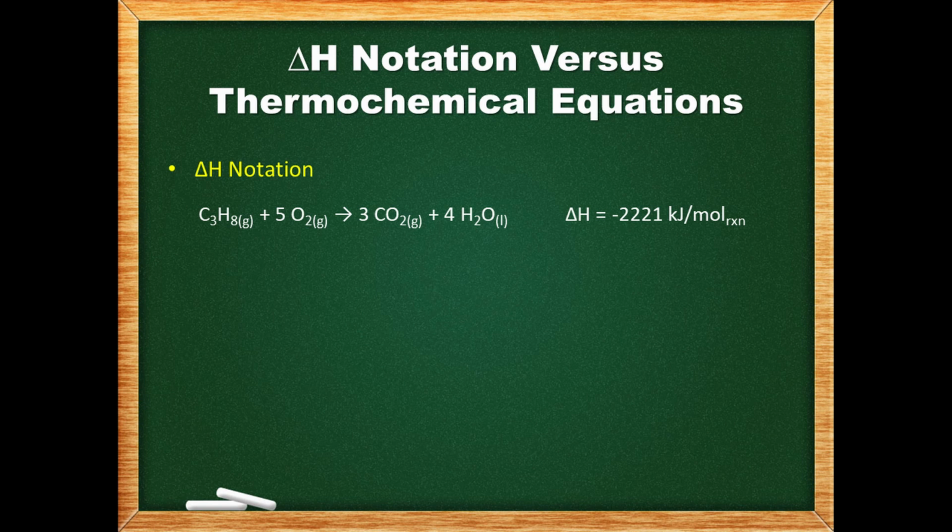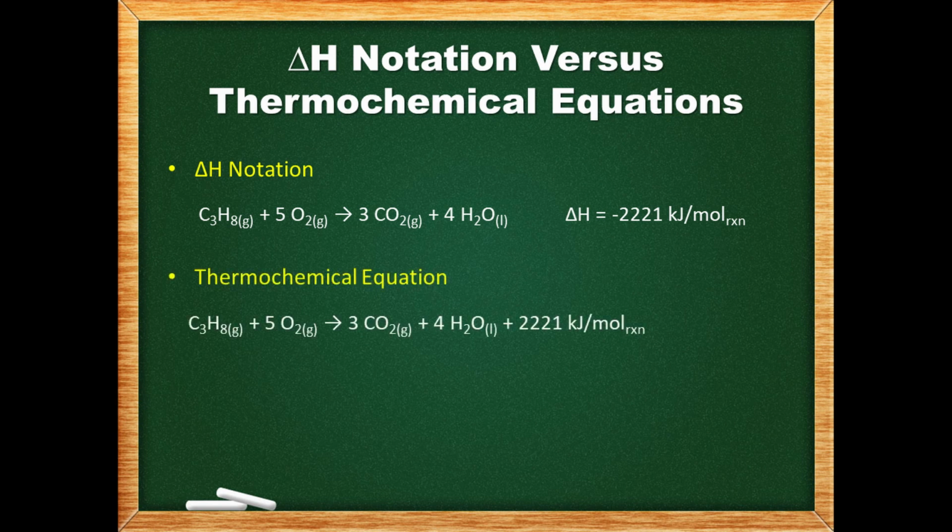The other way we can express the enthalpy change with an equation is by writing a thermochemical equation. A thermochemical equation includes the delta H value as an integral part of the equation. In an exothermic reaction like this, we know energy has been released and this energy appears on the product side of the equation. For an endothermic reaction, the energy would appear on the reactant side.